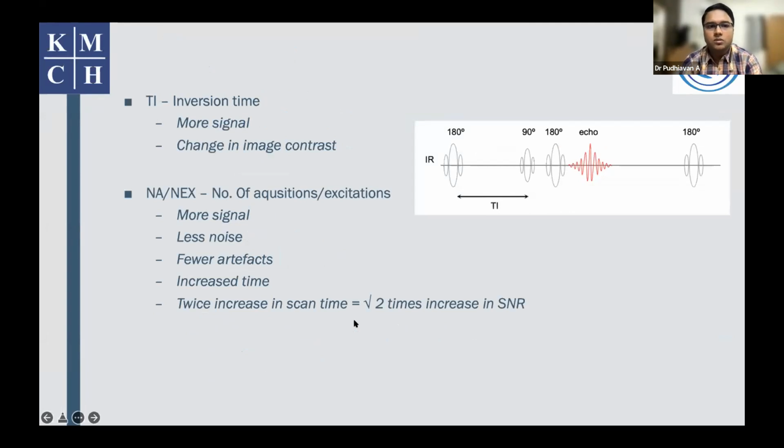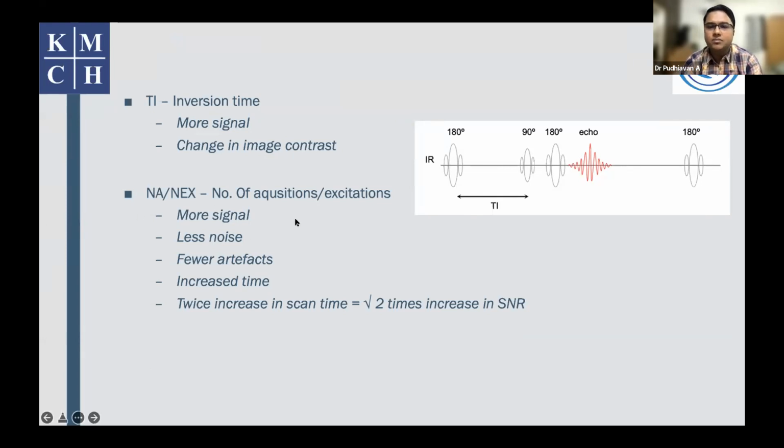Okay. So coming to inversion time, or the TI time. Increasing the TI time will result in more contrast and more signal. However, as I told you, the inversion time is a constant for a given field strength, so too much variation in inversion time will change the image contrast. For example, if you increase the TI time too much, then instead of suppressing fat, the sequence will suppress signal from the water.